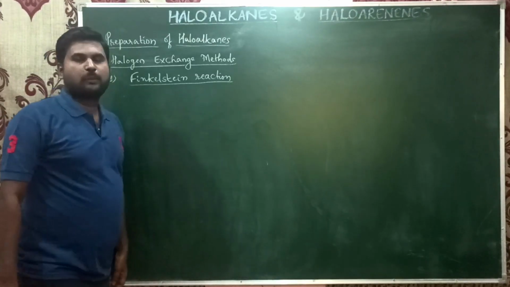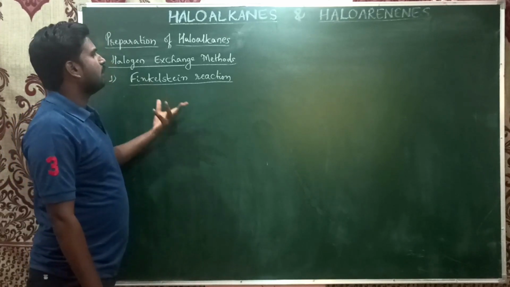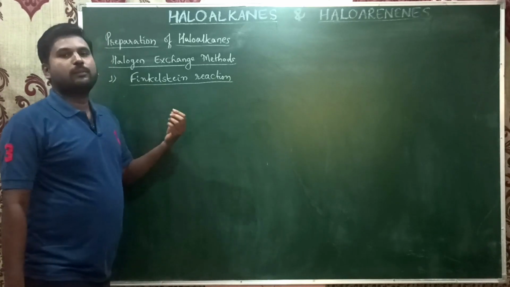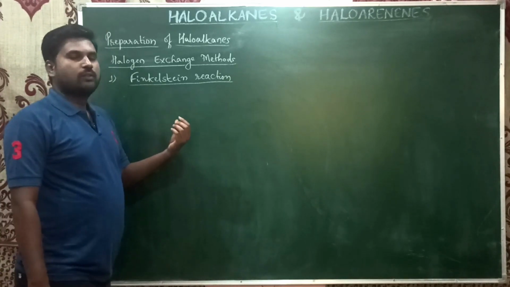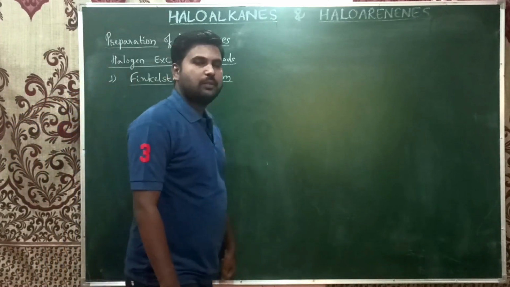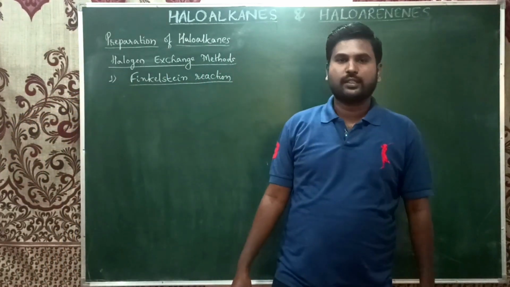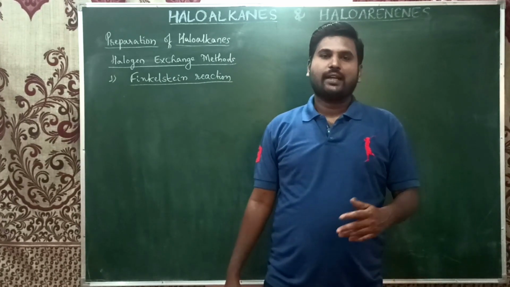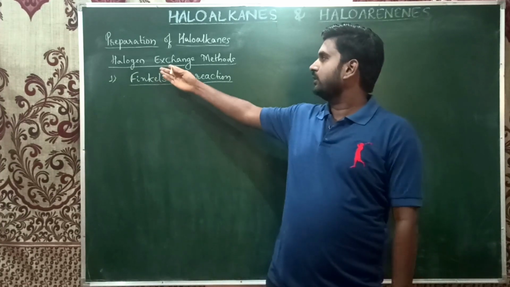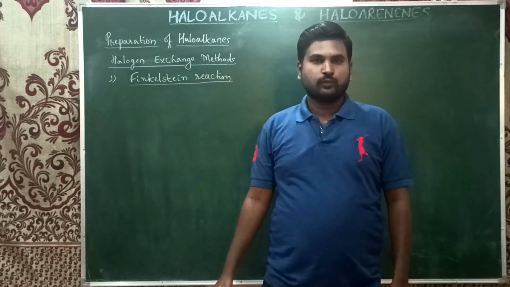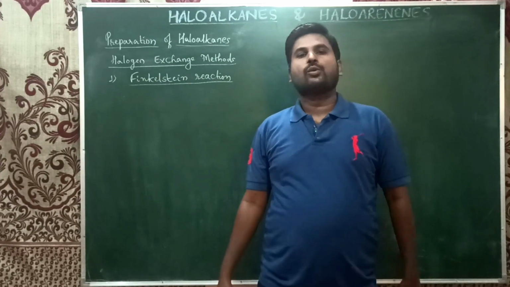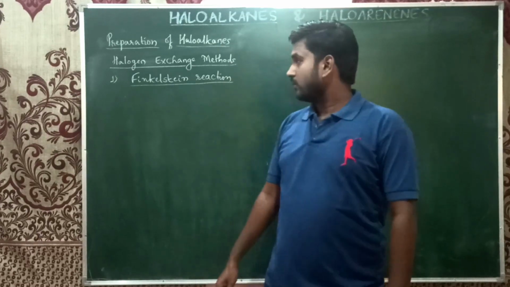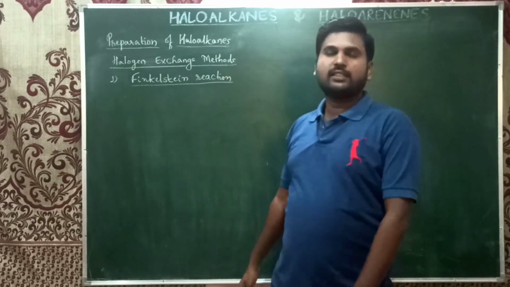The next method is not actually the preparation of haloalkanes. Haloalkanes are already there, but we need to convert them into fluorides and iodides, because fluorides and iodides are very few in number. Usually bromides and chlorides are more numerous. So we can convert bromides and chlorides into iodides and fluorides. Those are considered halogen exchange methods. The first one in this case is the Finkelstein reaction.